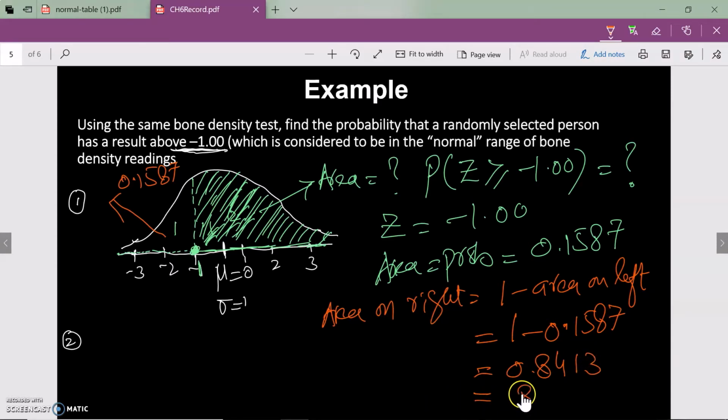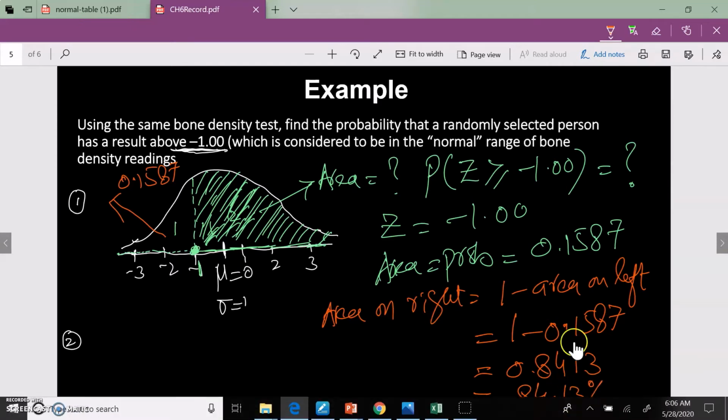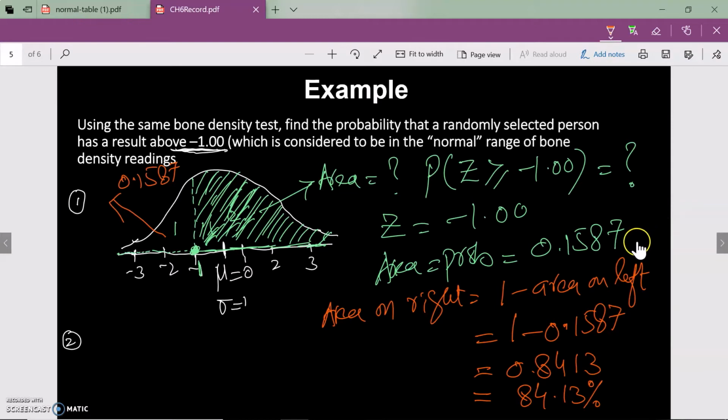And I can convert this into a percentage. This is equal to 84.13%. So that's the required area or the probability. How are you going to interpret this? If I randomly select an adult, there is an 84.13% chance that his or her bone mineral density reading will be above -1. In this way, this person will be considered in the normal range. He will not be having that particular disease.